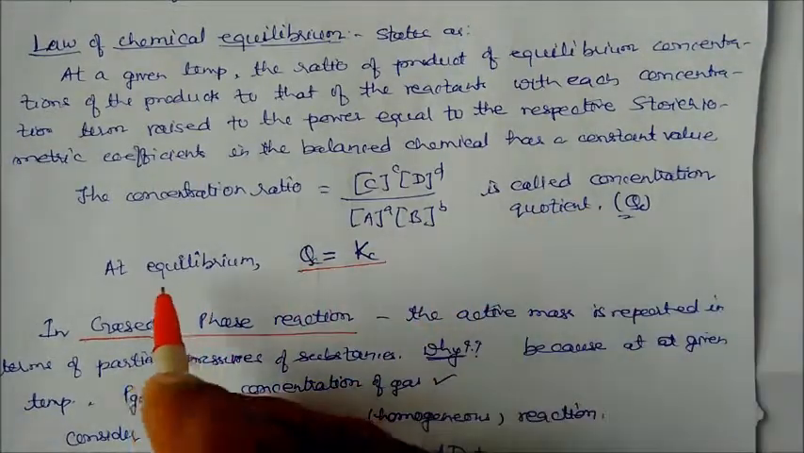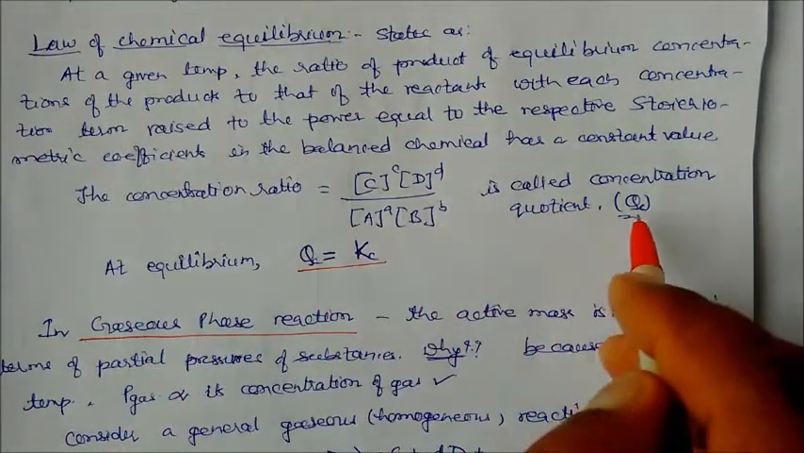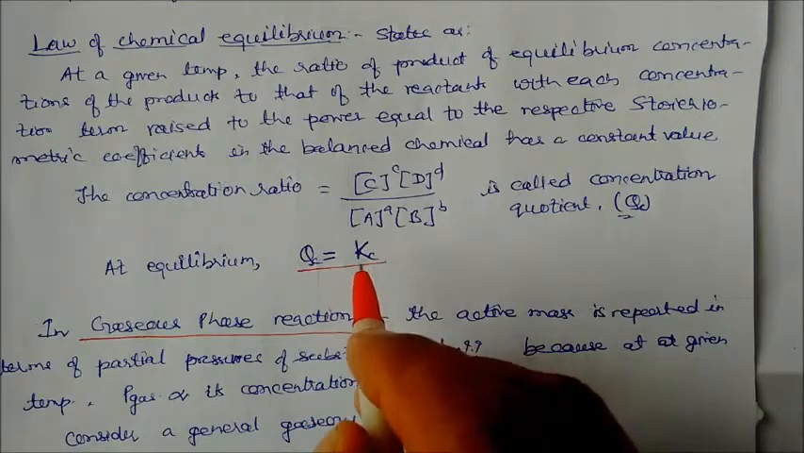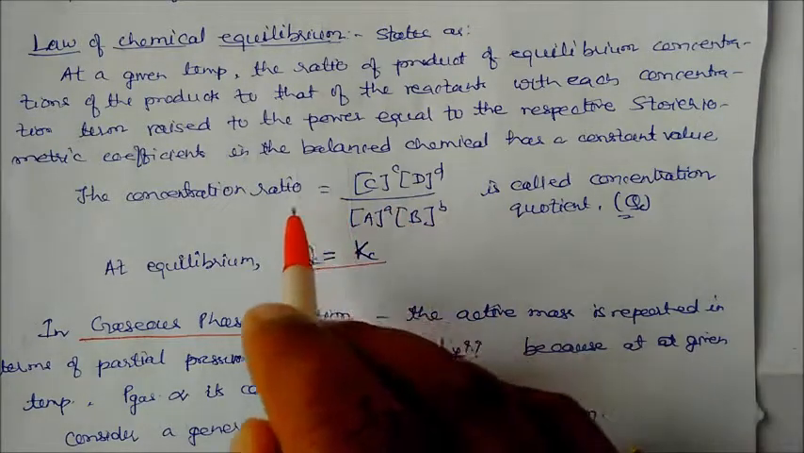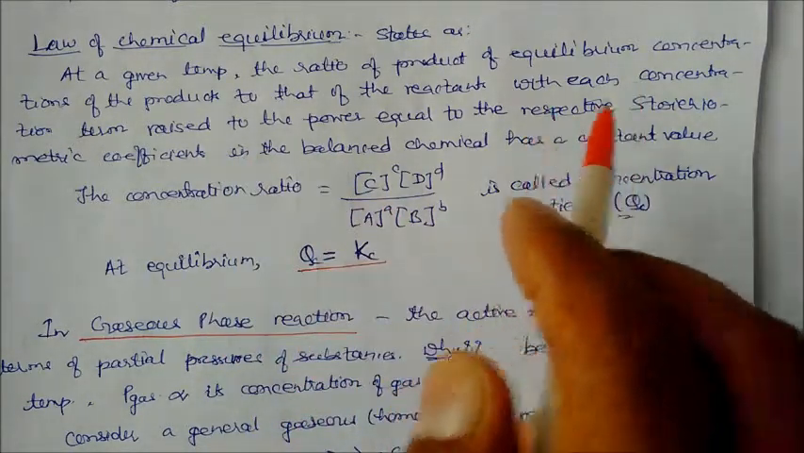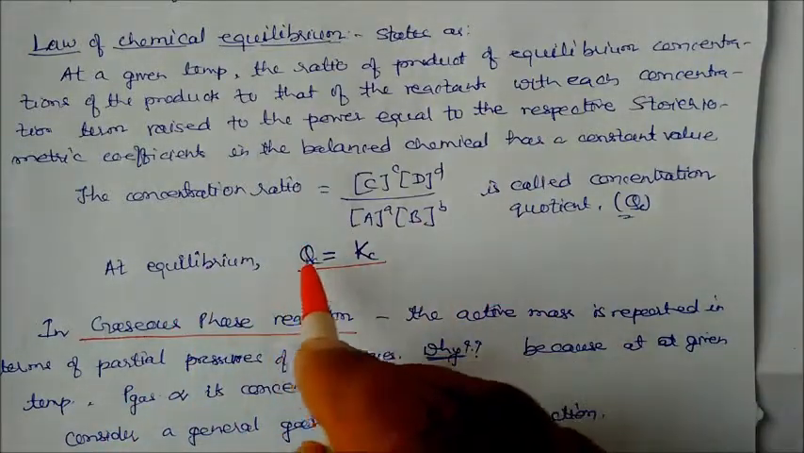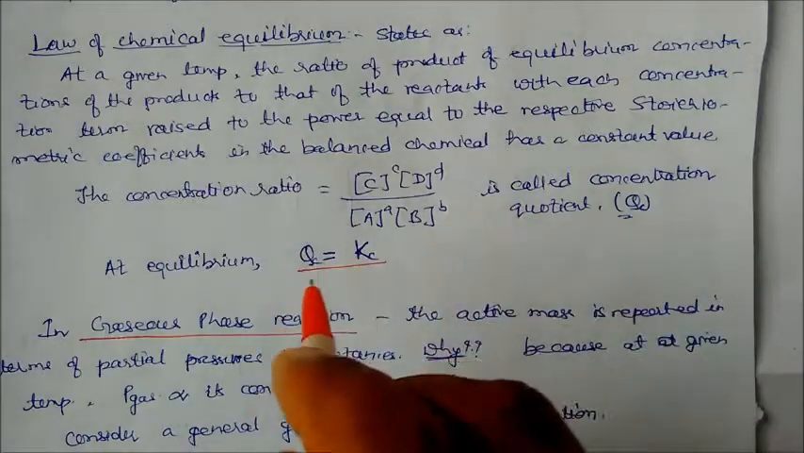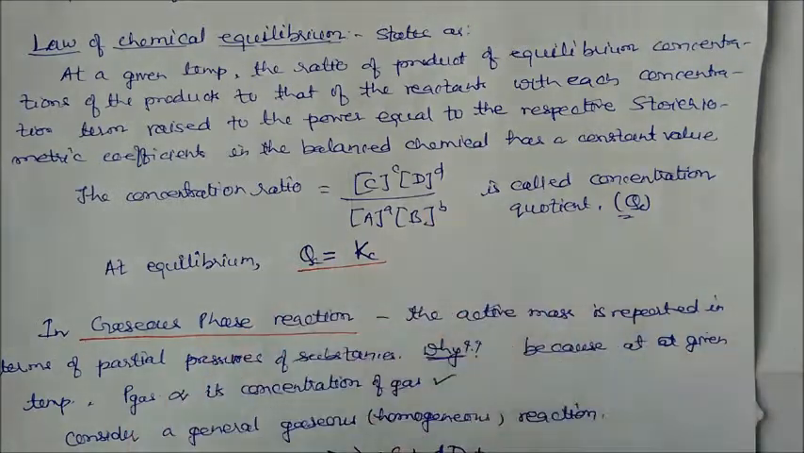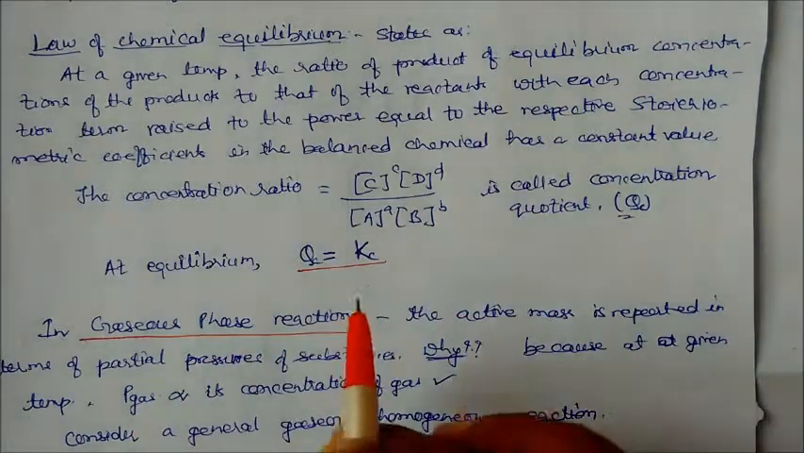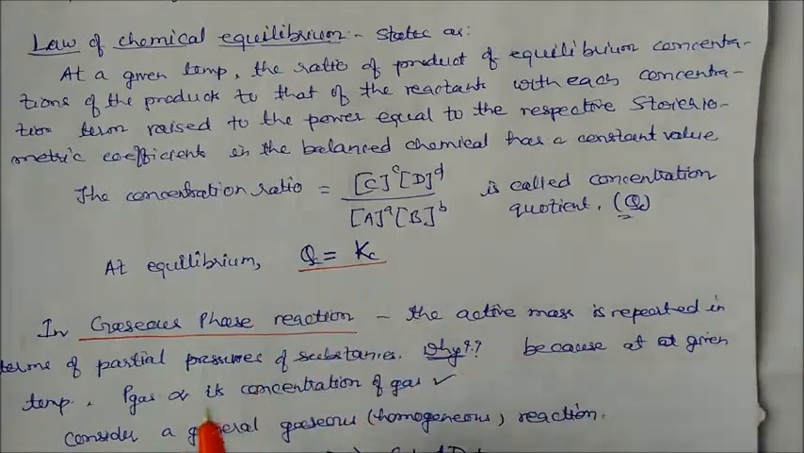But if you take the equilibrium concentration, this concentration quotient is always equal to Kc. But suppose this is not equilibrium, it may be going in the forward direction or the backward direction, then this will become a concentration quotient. So both are different from each other. We will see more details in a coming topic. At equilibrium, this will be equal to this one.